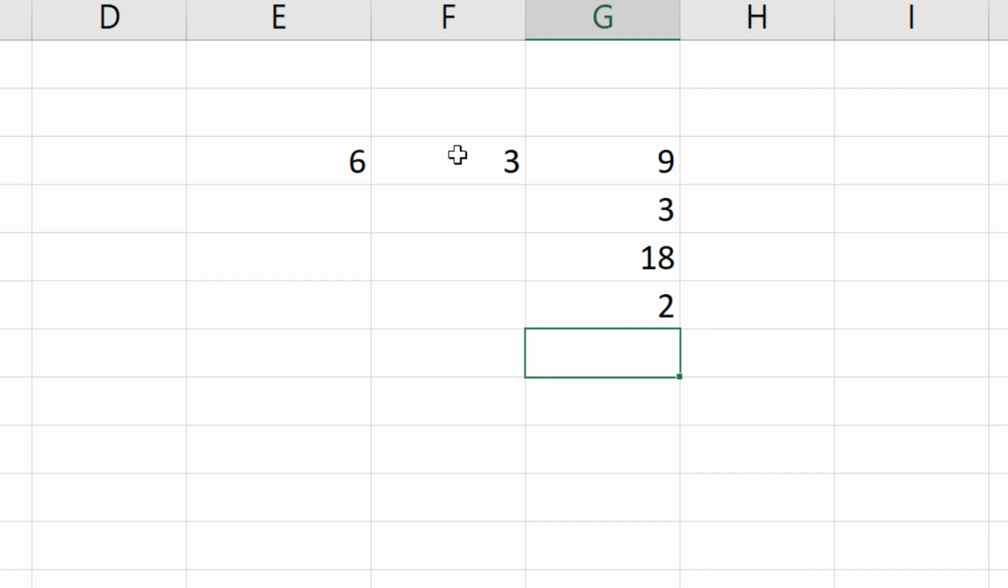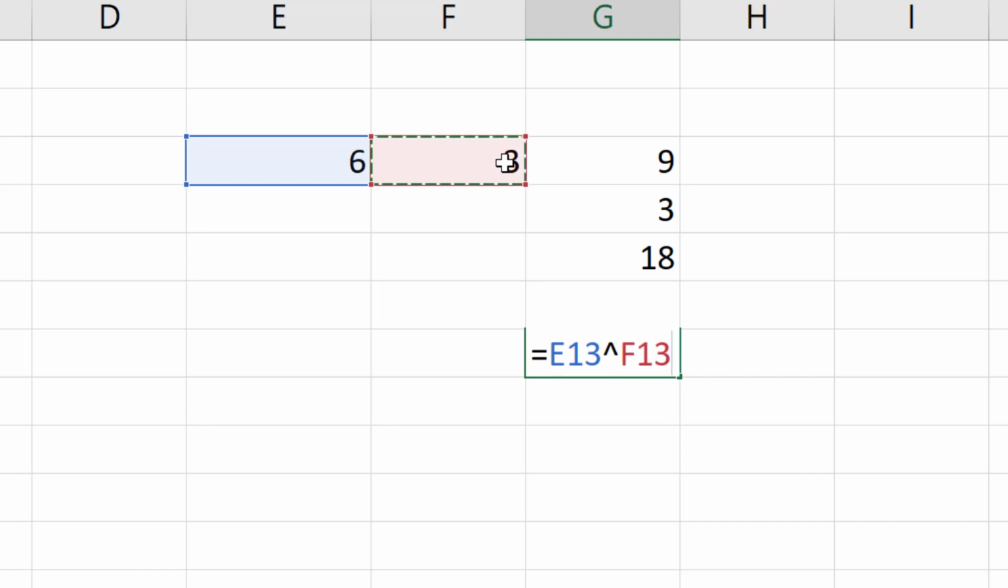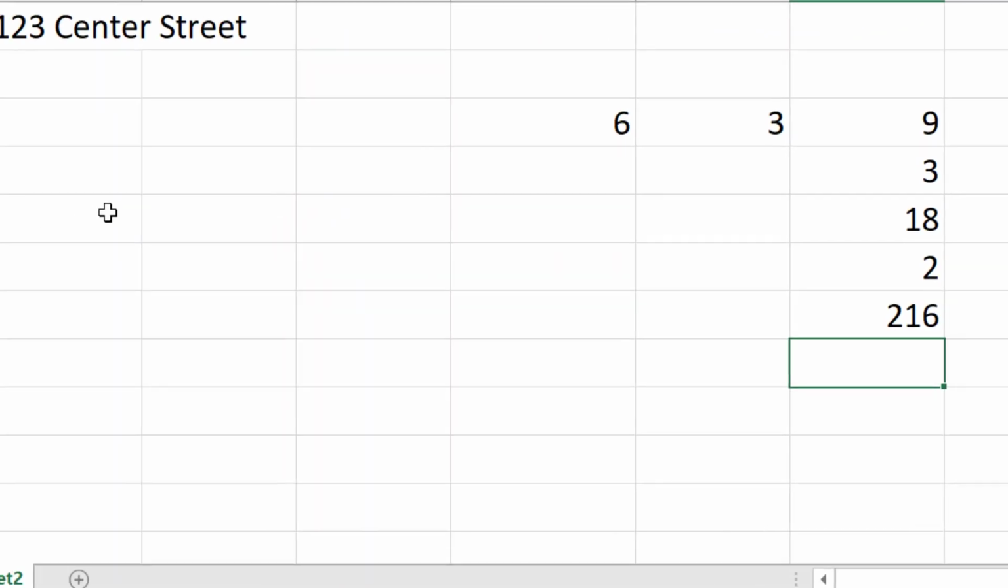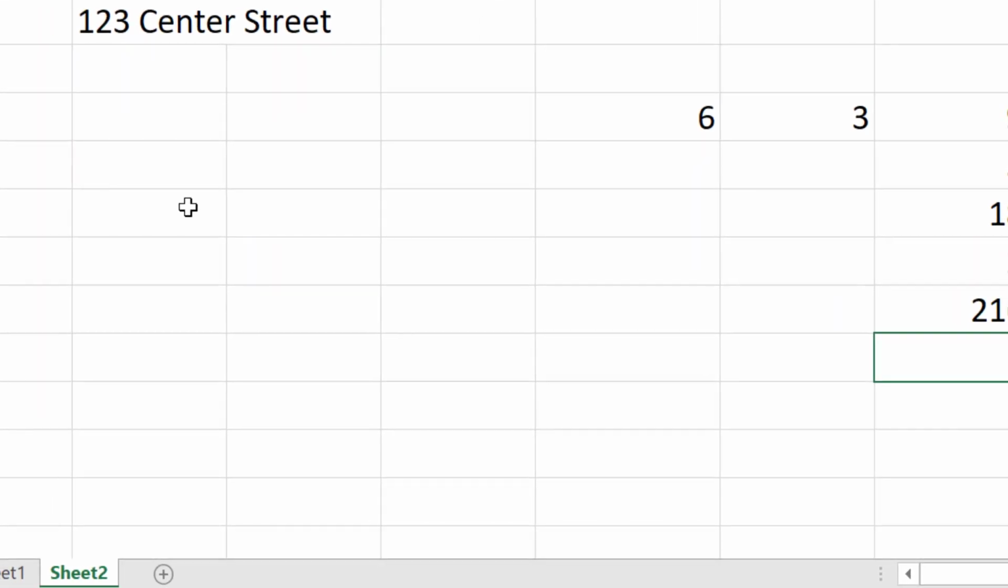If you want to raise something to the power of, you could do equal to E13, and then the caret symbol will raise it to the power of F13. So that'll be 6 to the third. 216. What if I want to have a more complicated formula?